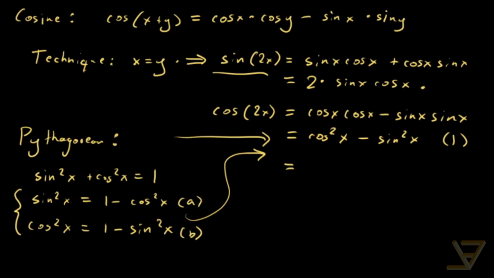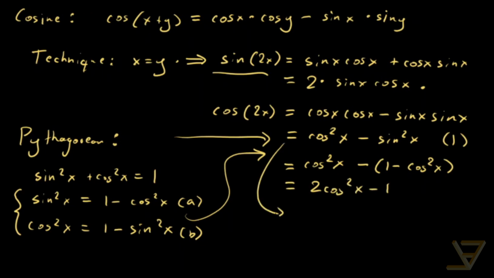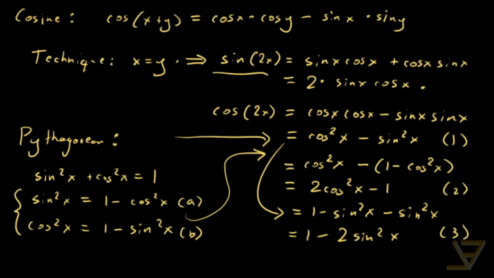Using A, we get that this is cos square x minus 1 minus cos square x, and that's equal to 2 cos square x minus 1. And we also get that it's equal to 1 minus sine square x minus sine square x. That's equal to 1 minus 2 sine square x. So we're going to call this 2 and this 3. So there's 3 ways of writing the cos of 2x identity.